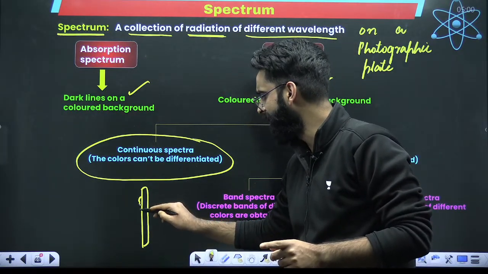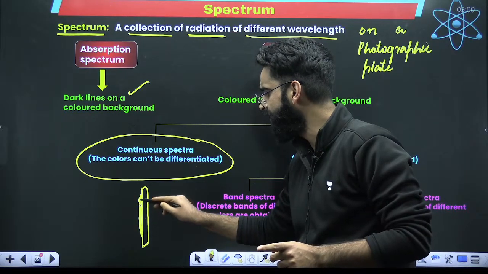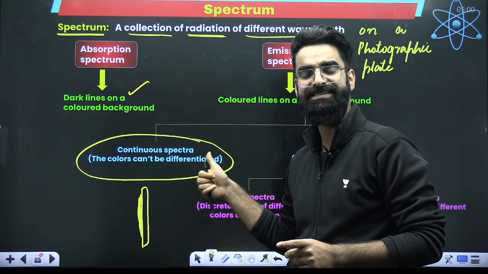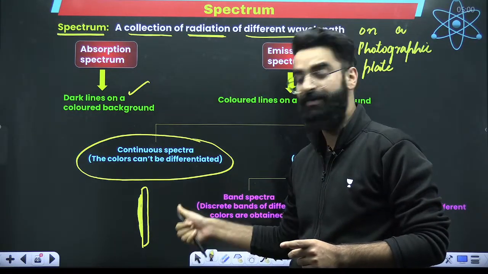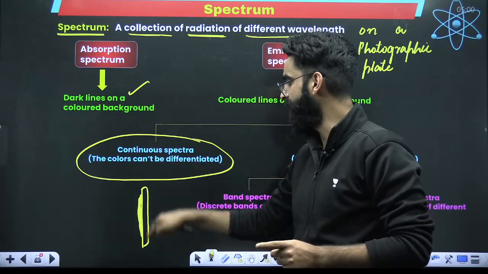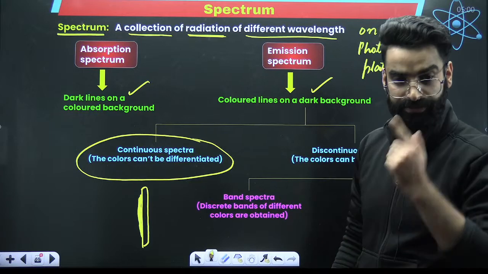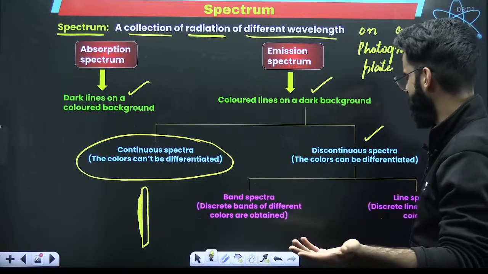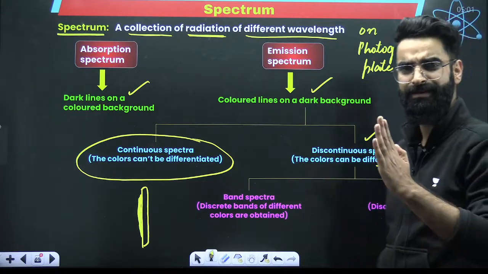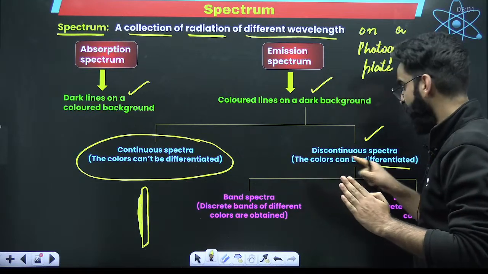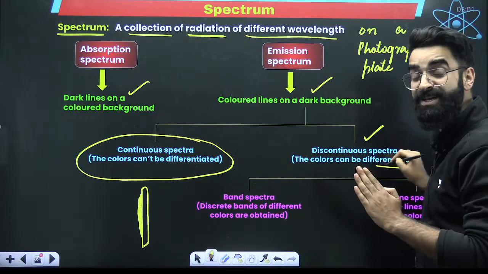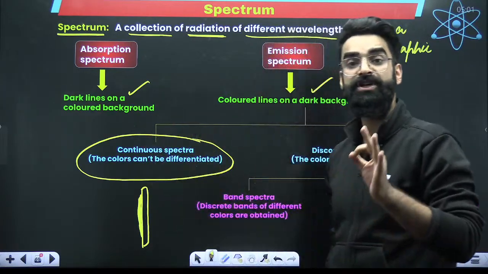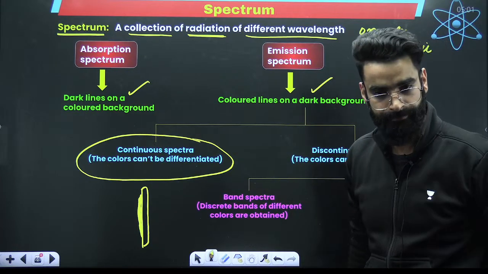Let's say there's a photographic plate. The colors are merged into each other, right? You cannot differentiate the colors over here. Whenever you see such an emission spectrum, in which you cannot differentiate the colors, you call this spectrum the continuous spectrum. Second is discontinuous. In the discontinuous spectrum, the colors can be differentiated, right? That means on the photographic plate, in case of discontinuous spectrum, you can differentiate different colors. But in case of continuous spectrum, you cannot. They'll be merged into each other, right?